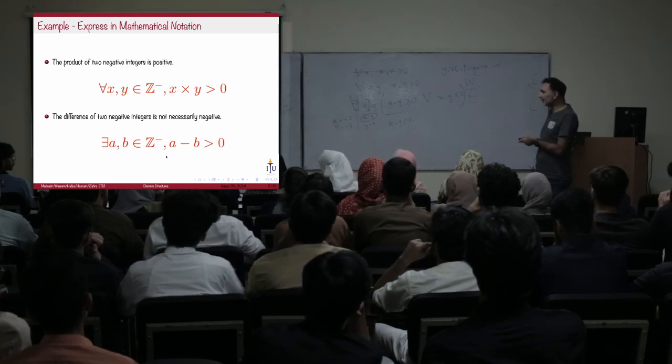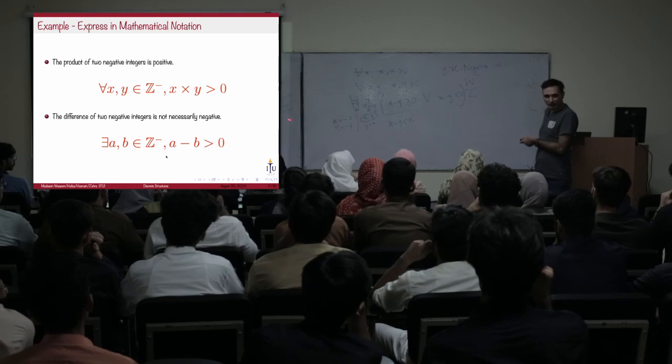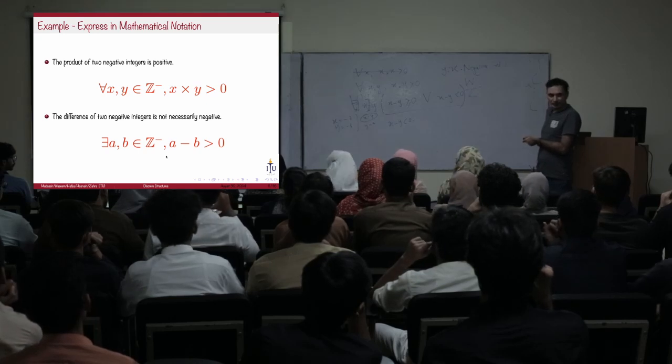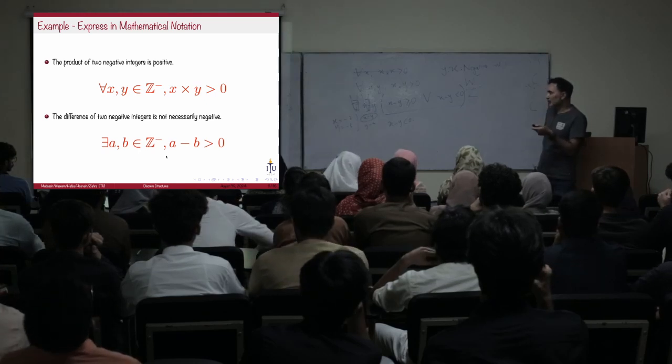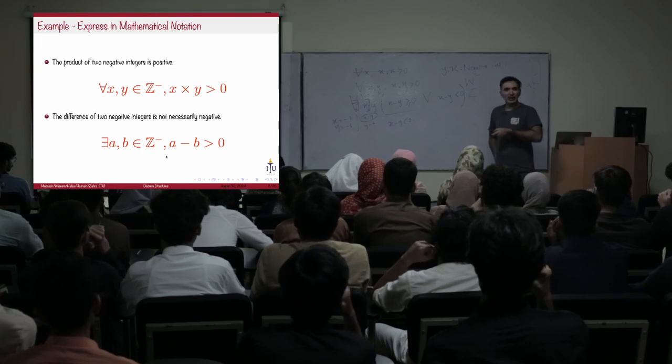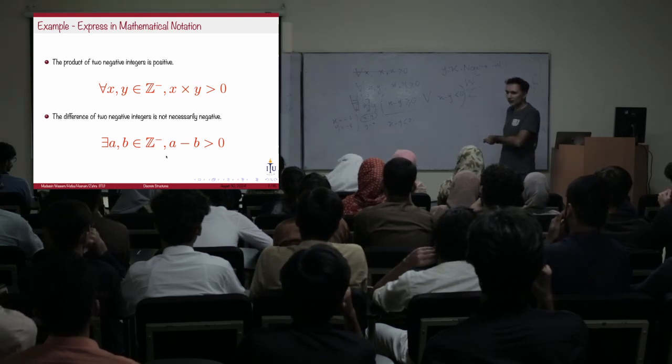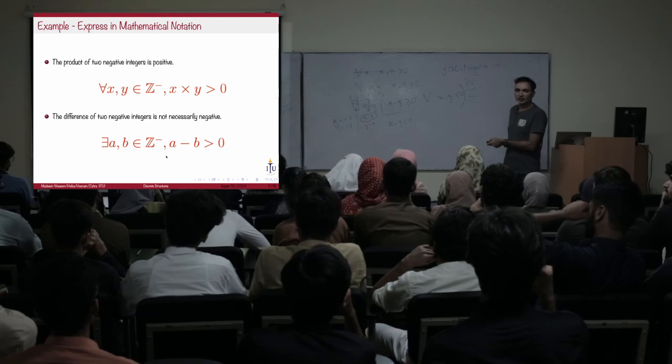Okay, necessarily की जगह के ऊपर अगर मैंने always लिखा होता तो फिर this is the correct answer. Okay, necessarily की जगह पे if the statement was the difference of two negative integers is not always negative, okay, then this is the statement.